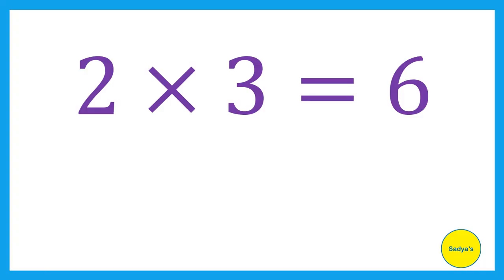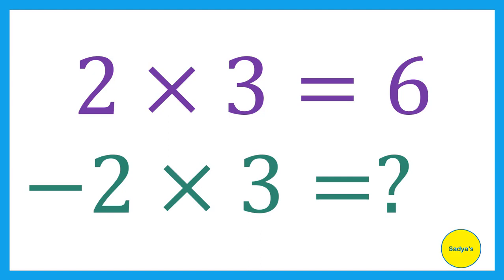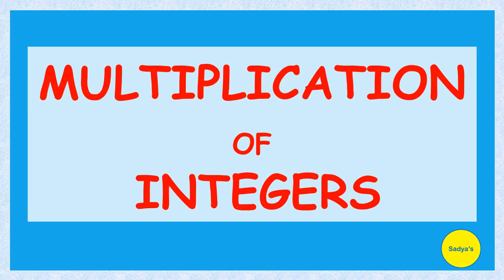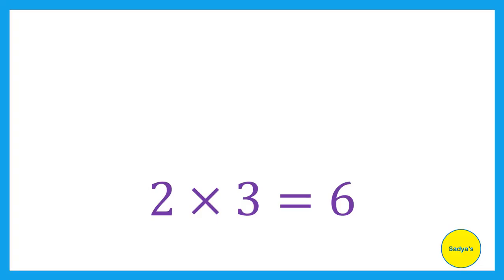Know that 2 times 3 is 6. But what is negative 2 times 3 equal to? We're going to see right now. So today we are going to learn multiplication of integers. There are 3 simple rules and you already know one out of them.